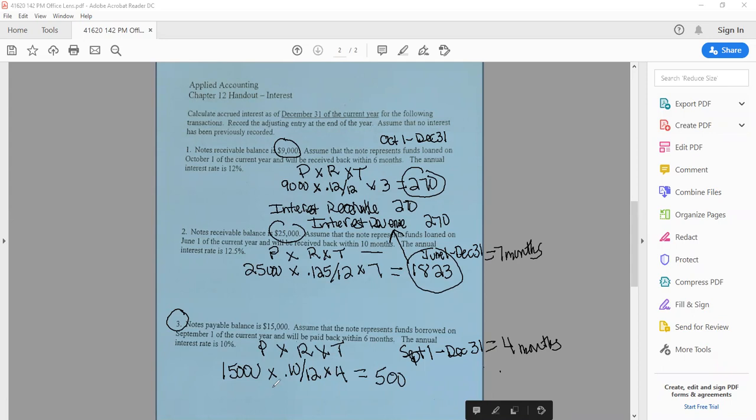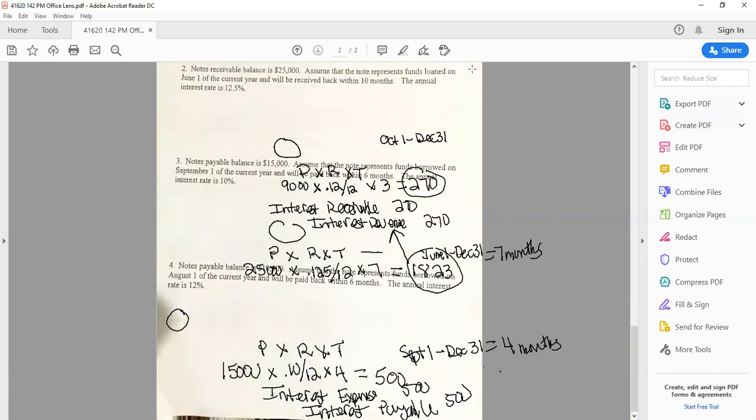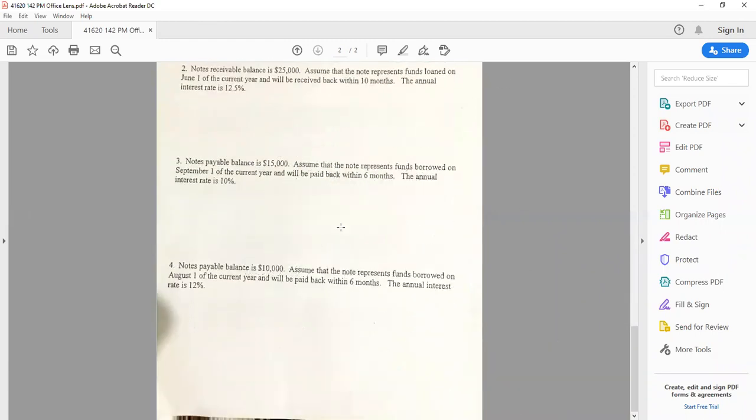Now, in this one, I'll write the entry right here. You're going to have interest expense and then credit interest payable. That would be your journal entry for $500. Okay. All right, now let me get back. Let me just click this mouse. So let me scroll down. There's one more problem on here, and that's going to be number 4. And let me just go ahead and clear the rest of the drawings. So let's check that one out.